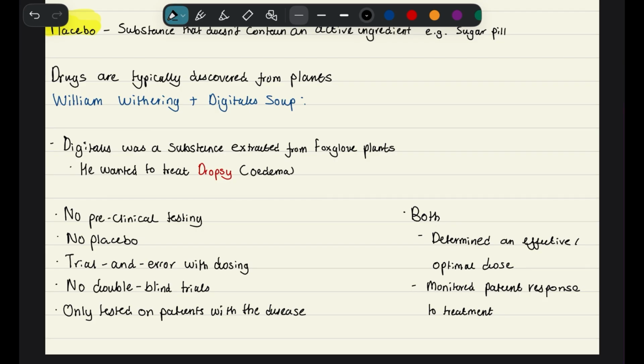William Withering didn't do any preclinical testing. He just went straight to the patient group. There was no placebo. All of them got the digitalis. He did a lot of trial and error with dosing. Typically in your phase 2, you'd work on what the optimum dose is. However, he just went through it by trial and error.